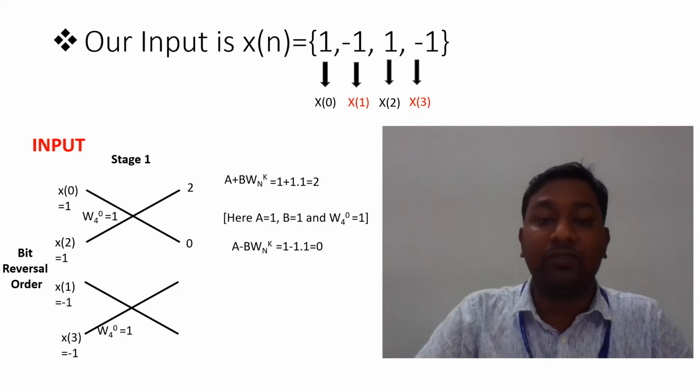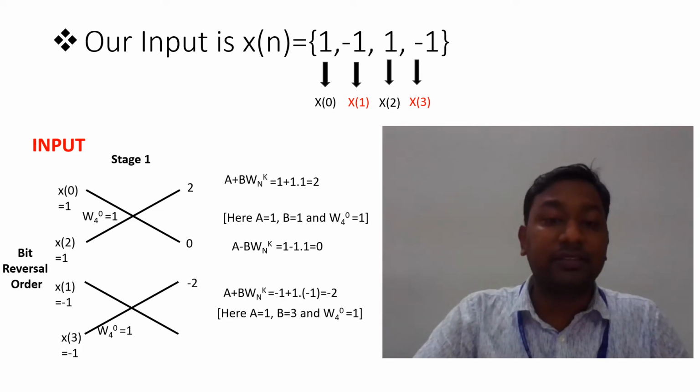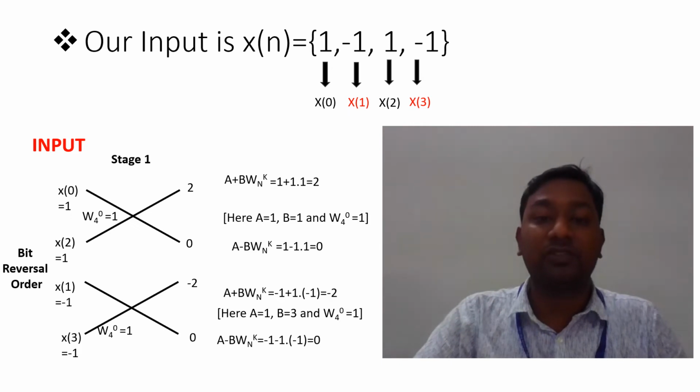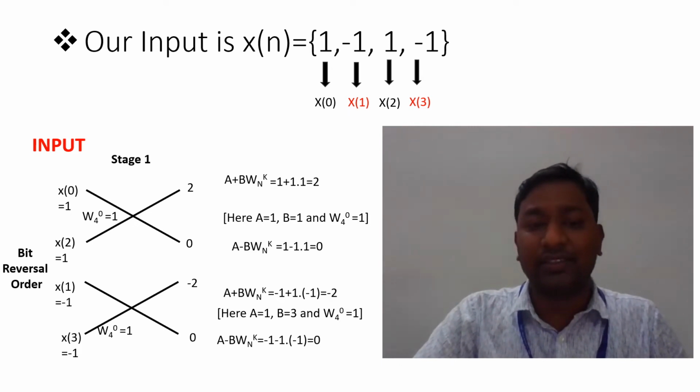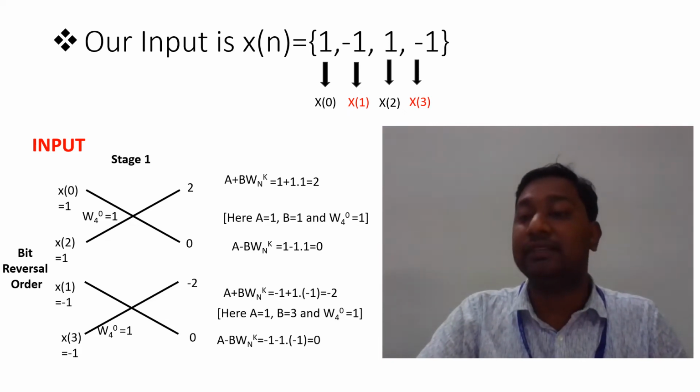Here a value is 1, b value is also 1, and omega 4 to the power 0 is 1, so we get simple addition, 1 plus 1 equal to 2, and 1 minus 1 equal to 0. Similarly, we can see easily minus 1 and minus 1: the addition is minus 2, and the subtraction is 0. So that is the complete stage, very easy: 1 plus 1 is 2, 1 minus 1 is 0, minus 1 minus 1 is minus 2, minus 1 plus 1 is 0. So our stage 1 is complete.